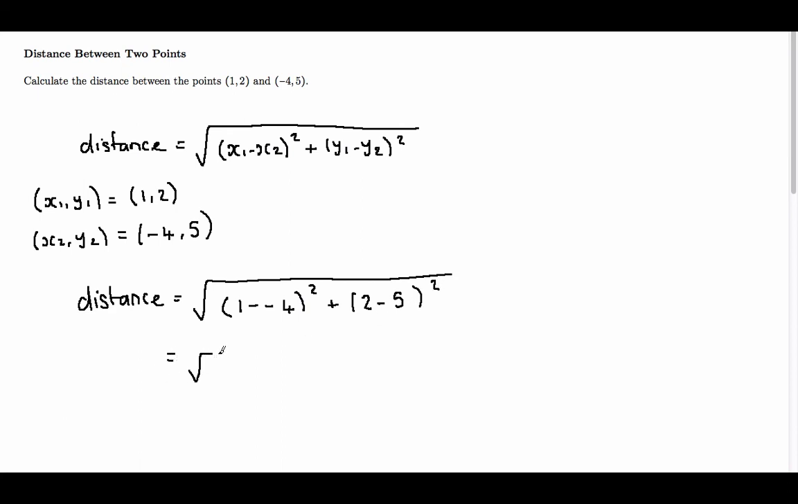So that gives us the square root of 1 minus -4, which will give me 5, that's 5 squared, which is 25, plus 2 minus 5, which is -3, and -3 squared is 9. And 25 plus 9 is 34. Therefore we have the square root of 34. Therefore the distance between these 2 points is the square root of 34.